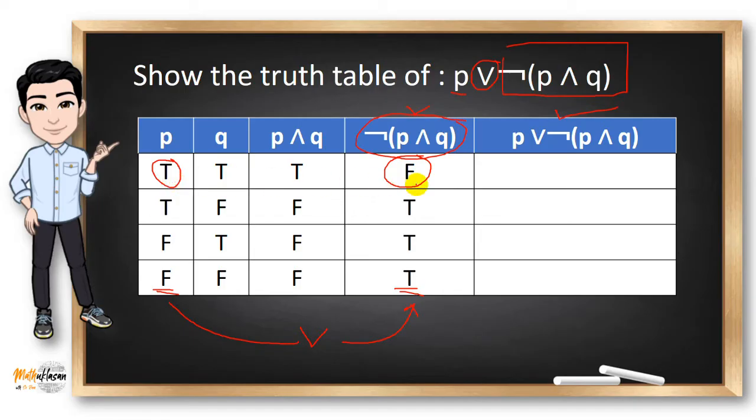True or false, the answer is true because in this disjunction, if at least one of the propositions is true, then the answer is true. True or true is also true. False or true is also true. And the last one is also true. And that's how we complete the truth table for this compound proposition. And these four values here are the possible outcomes for this compound proposition.